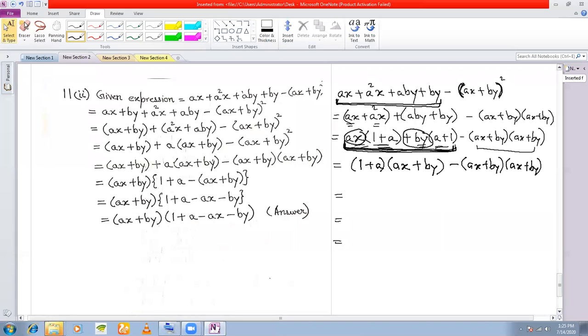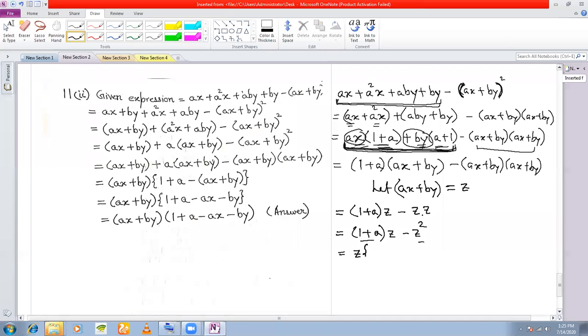Okay. Now what I do is, just for your understanding, suppose I let ax plus by be equal to z. So this expression becomes 1 plus a into z minus z into z, which is z square, right? So now from these 2, I can take out z as the HCF. Let's take out z. So I'm left with 1 plus a minus, if I take out z from z square, I'm only left with z.